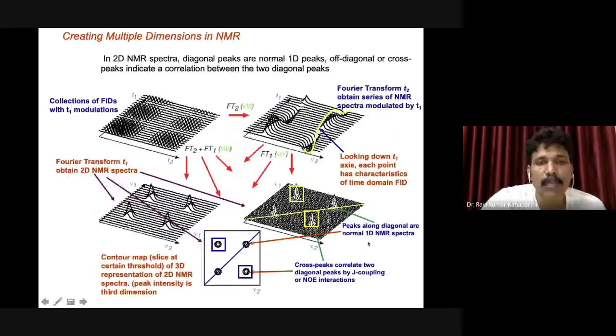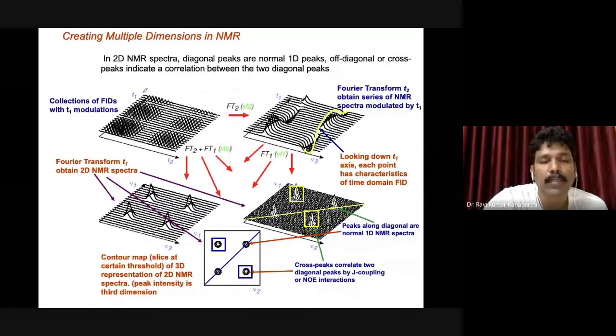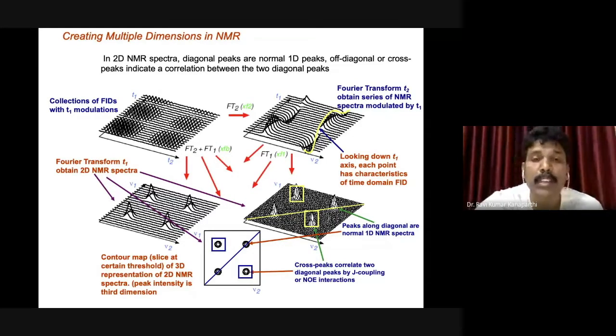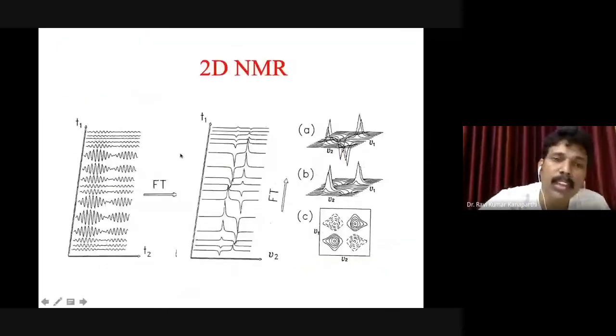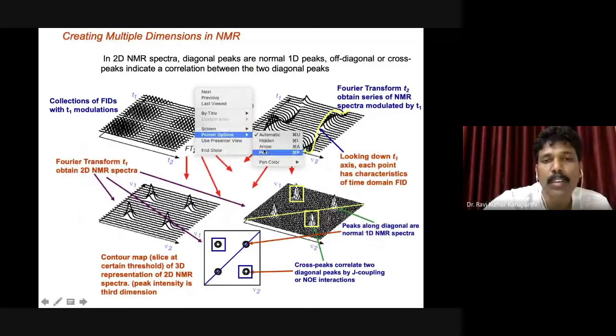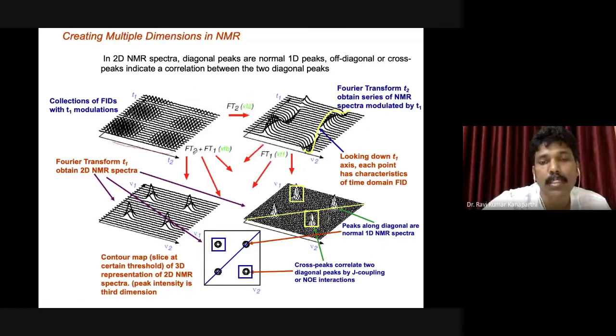The same information is a three-dimensional representation. Just after the two-dimensional NMR measurement, you will have many FIDs, which are recorded at different time scales. With regard to the usual FID, if you process it, you will get some kind of spikes.